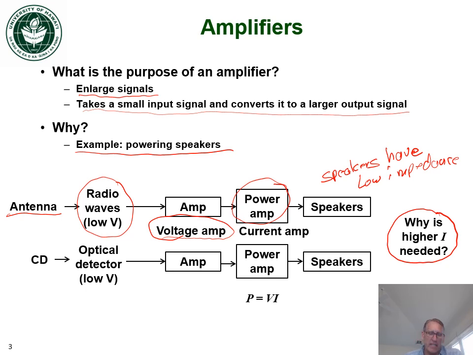Another example would be a CD. If we have a CD, it has some optical detector on it. Again, the output of that is typically a low voltage. And if you wanted to play this through speakers, we'd need to go through a similar stage of a voltage amp, followed by a power or current amp, and finally to the speakers.